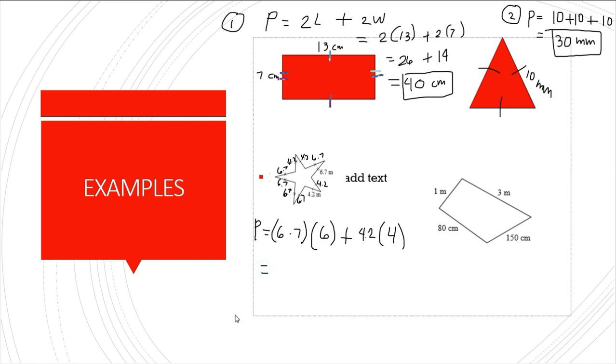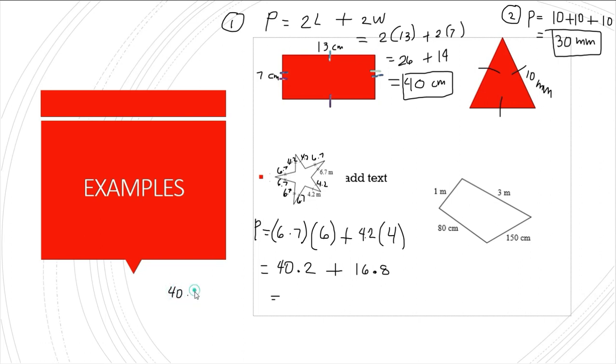So in all, what is our perimeter? Therefore, we just simply multiply them. We multiply 6.7 times 6. Right? So 6.7 times 6 would be equal to 40.2. Right? So 40.2 plus 4.2 times 4. So 4.2 times 4 is actually 16.8. Alright, so while I'm solving, you can actually solve on your own and check whether you are understanding the concept. Okay, then after which you can now add them.